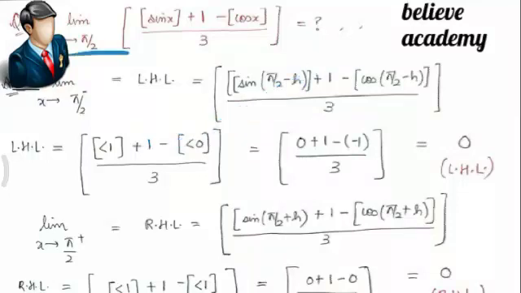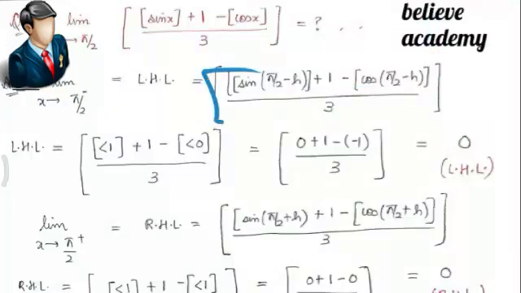So first of all x tends to pi by 2. So first of all we will check at pi by 2 minus h, which is the left hand limit. That would be equal to sine of pi by 2 minus h plus 1 minus cos of pi by 2 minus h greatest integer function whole upon 3, the final greatest integer function.